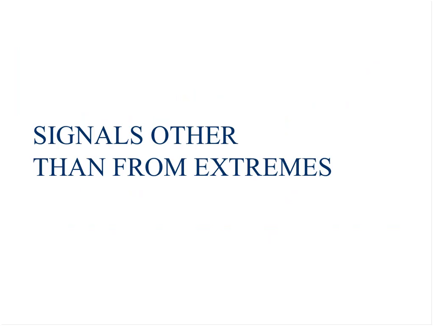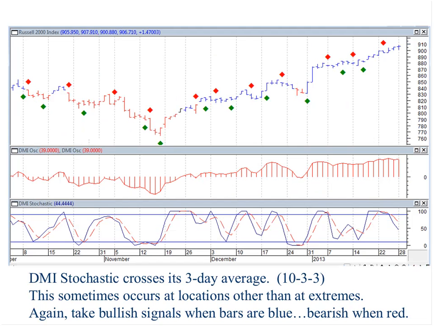Now, what else can you do? Well, you probably guessed it, those of you who are stochastics aficionados. In the world of stochastics, remember, we were missing that %D, weren't we? This was set up as a 10-3 %K. Now we're going to throw on a 3-day moving average to give us our signal line here, and that's what the red line is. That's the 3-day moving average of that DMI stochastic. And you guessed it, when you have a crossover, then you have some signals going on like you see here. See that?